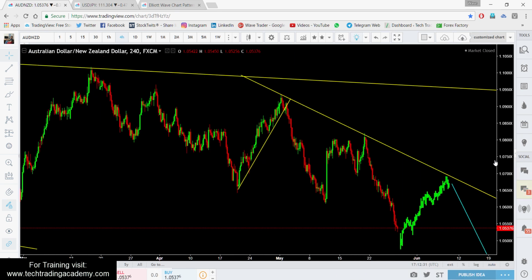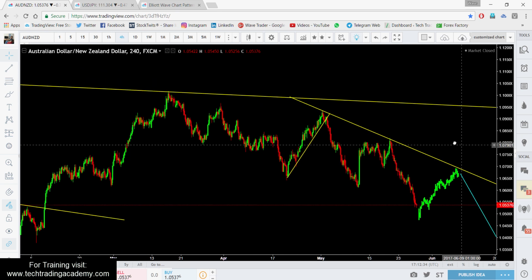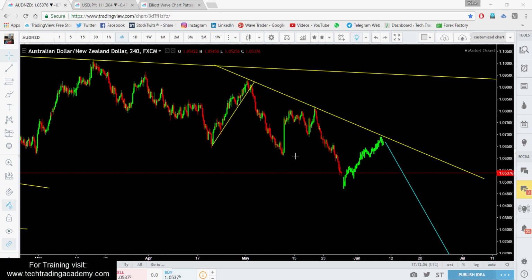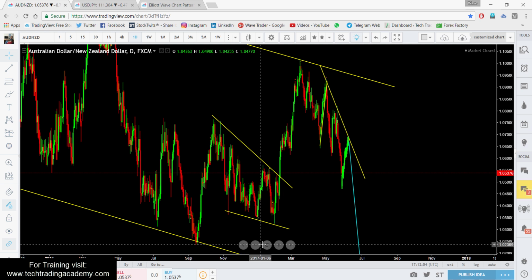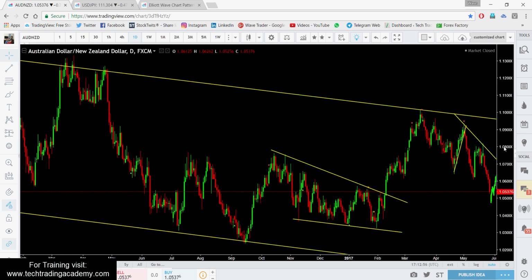So we violated the impulse. You can see that. We need another continuation formation for another entry on this pair. So no buying, only selling. Why only selling?